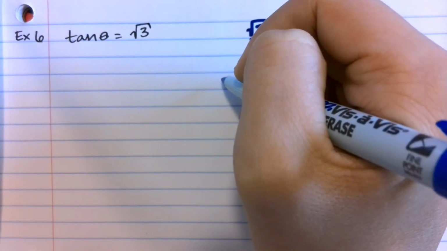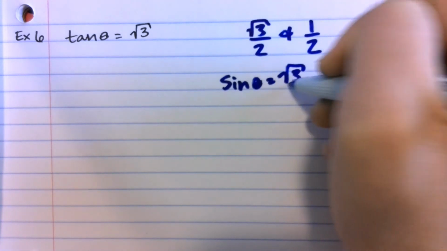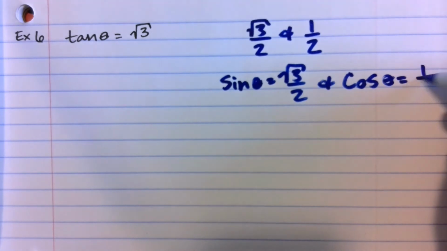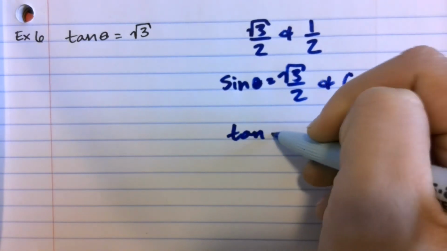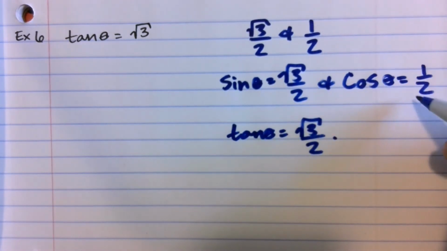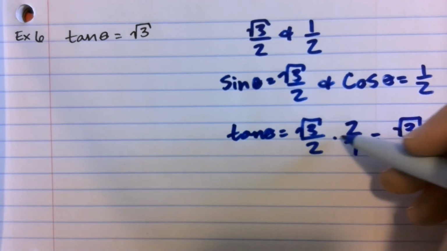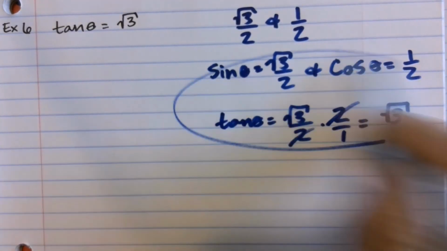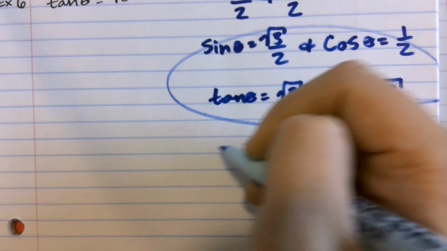So if I look at sine of theta equaling radical 3 over 2 and cosine equaling 1/2, I'm just going to go ahead and see what happens to tangent. I would be taking my radical 3 over 2 and then dividing by 1/2, so flipping it and multiplying, and I am going to end up with radical 3. Okay, so this one actually worked. It worked the first time, but if it didn't work that time, then you would go ahead and try the other.